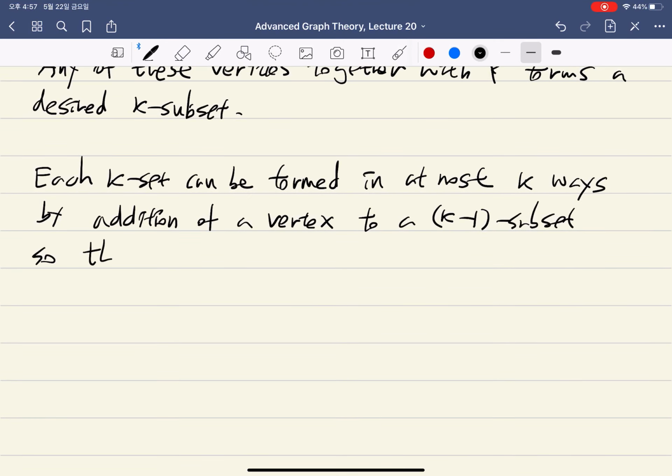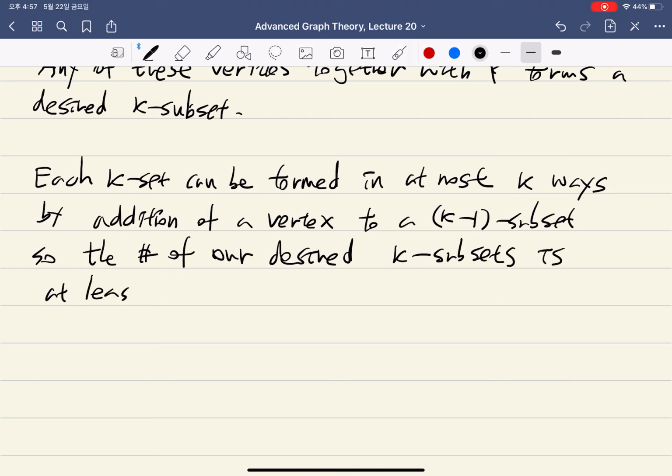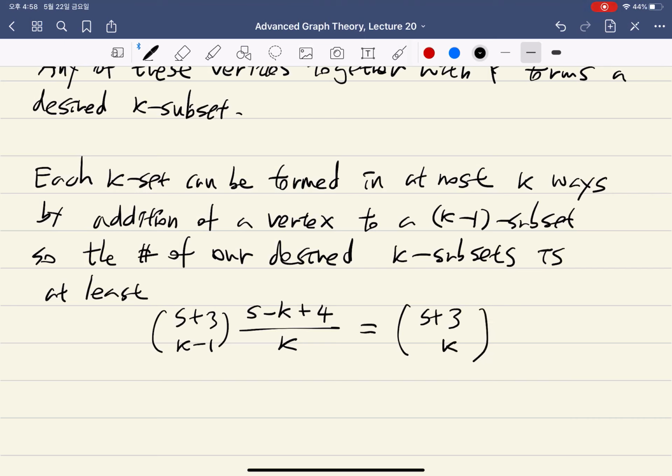So the number of our desired K subsets is at least S plus 3 choose K-1. Each time we extend it by choosing this many vertices, but we have to divide it by K, because the same set can be counted up to K times. Then this is actually S plus 3 choose K. So this finishes the induction.